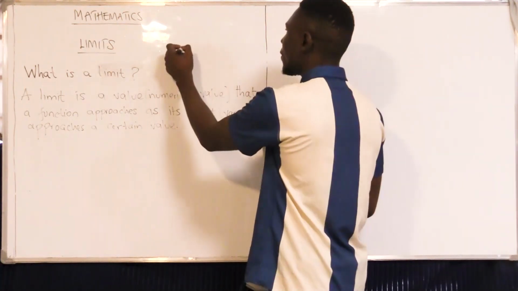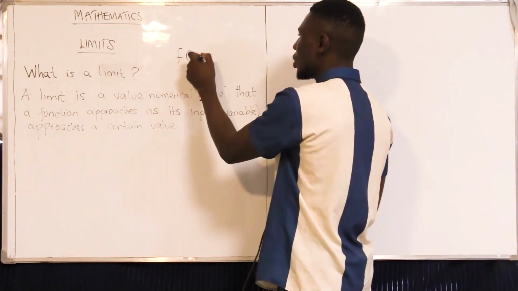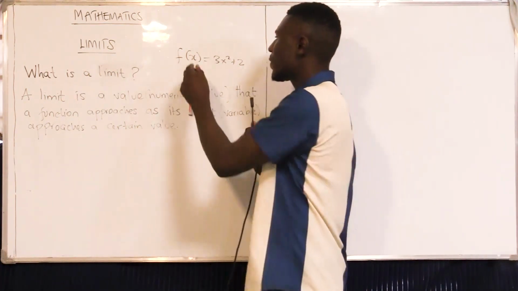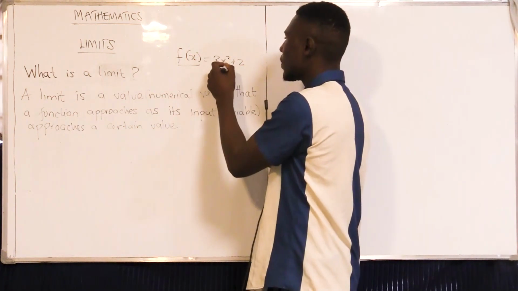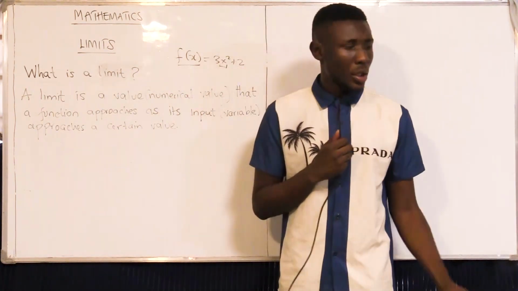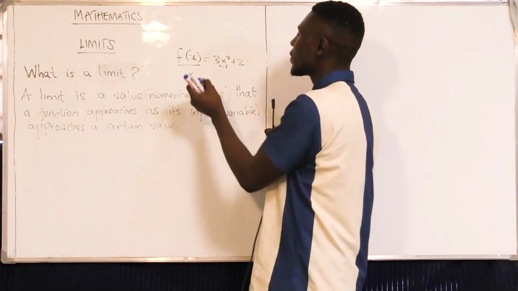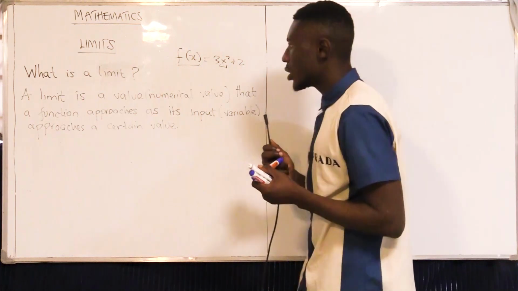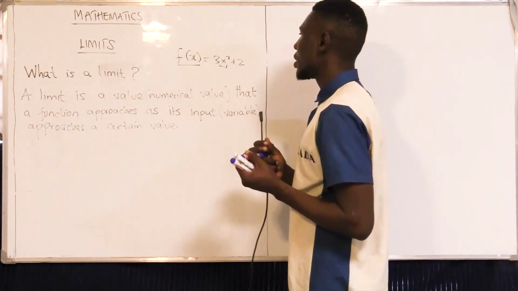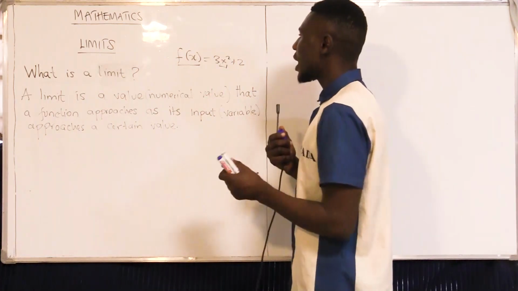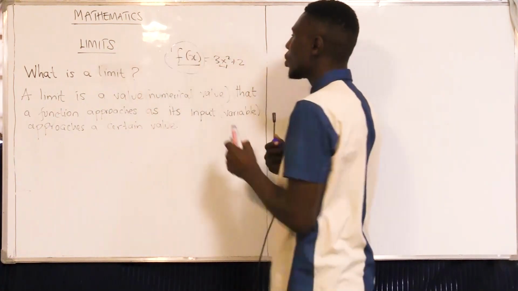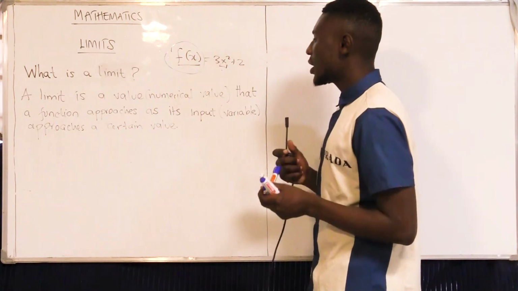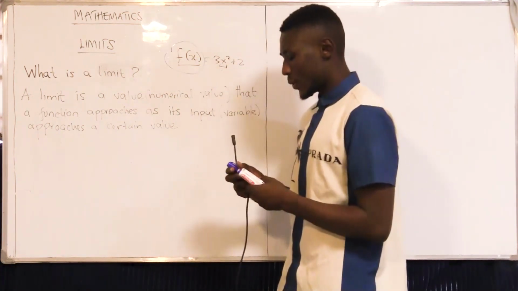So if I have my f of x equal to 3x squared plus 2, whatever is happening to the function fully depends on my input, my variable x. 3 and 2 are just constants, so they don't cause any change to the function. So now I'm defining a limit as a value that this is going to go close to as x is approaching a certain number.